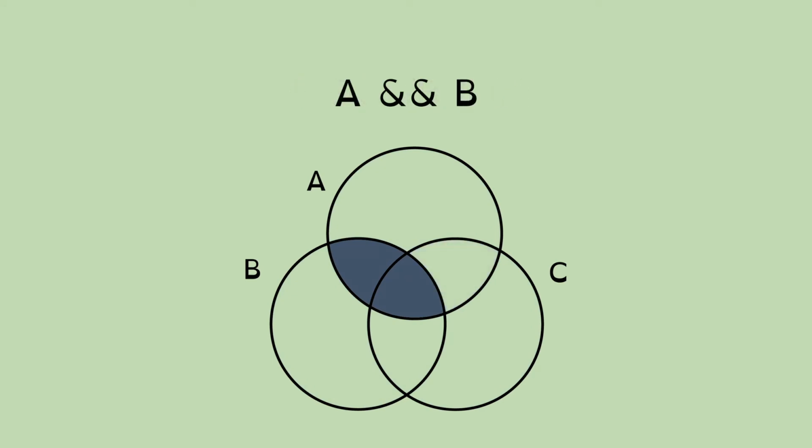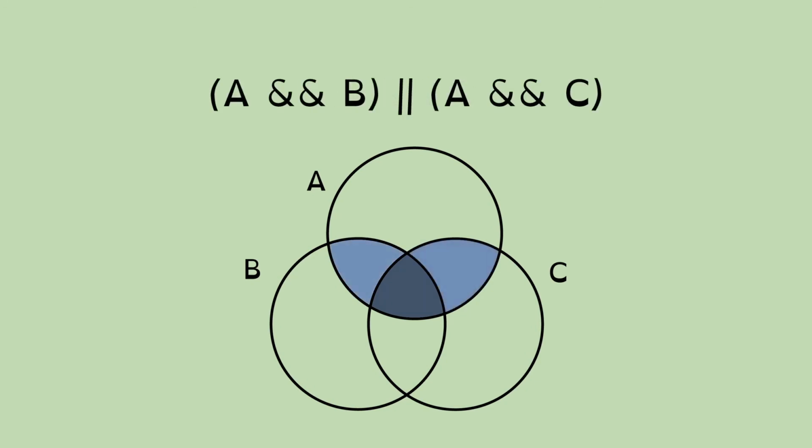On the right-hand side, we've got A and B, we've got A and C, and combining the two together, and because it's or this time, the light blue becomes dark, which gives us the same shape in our Venn diagram as we had for the left-hand side.